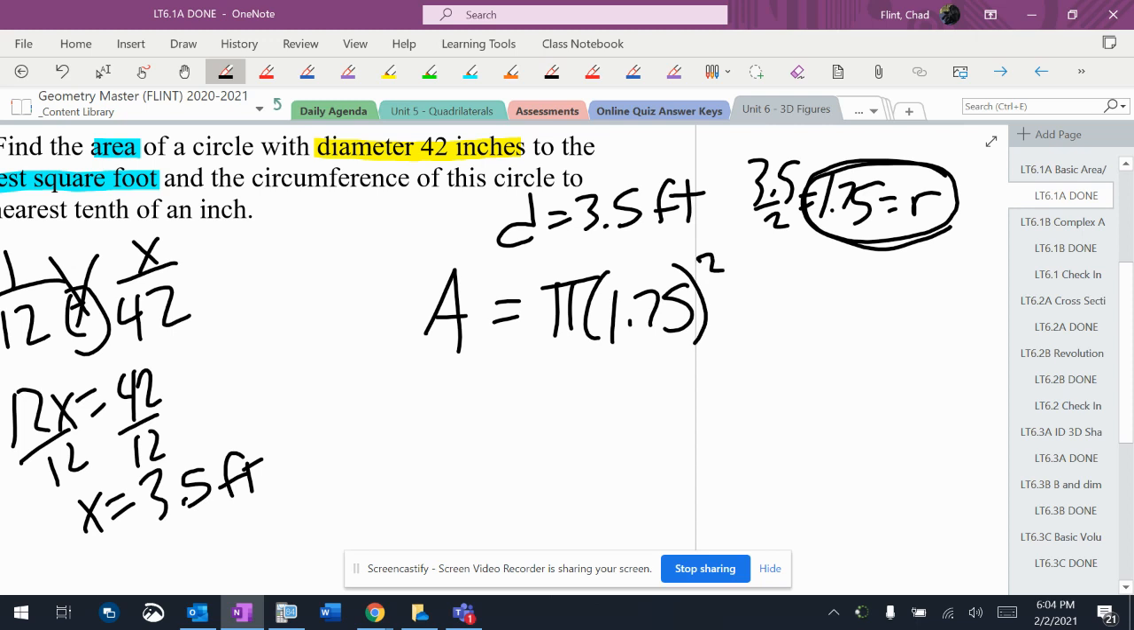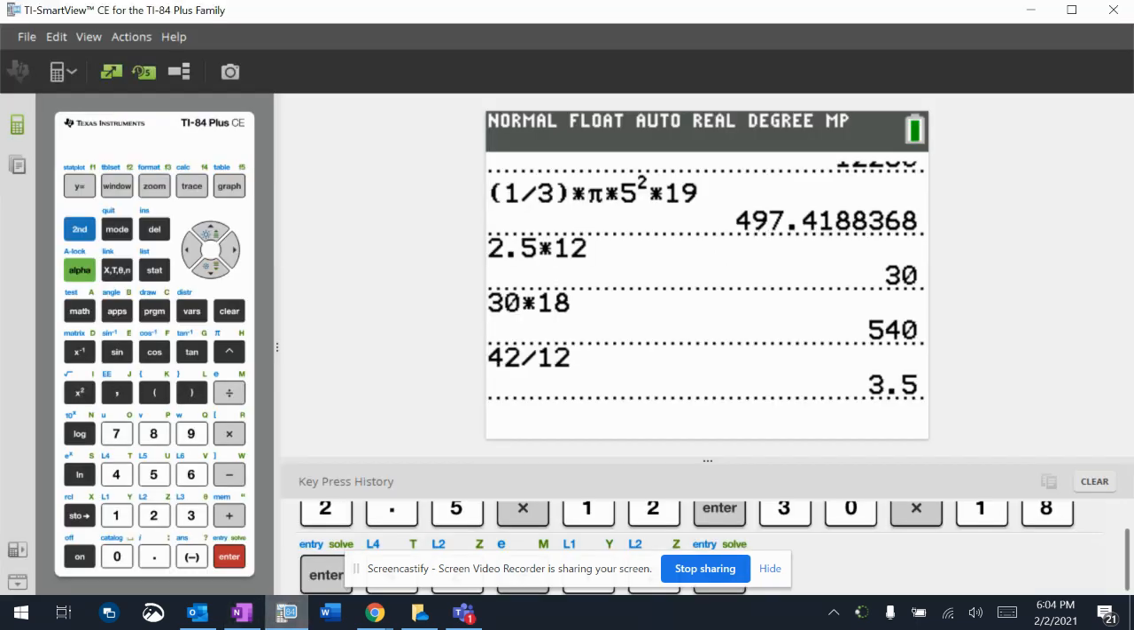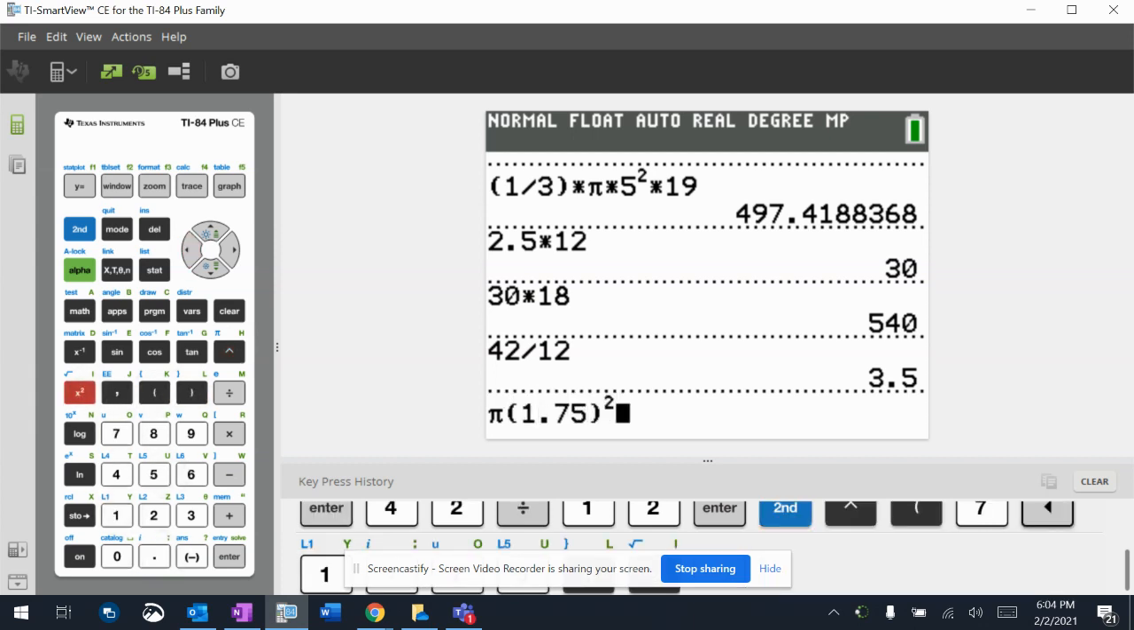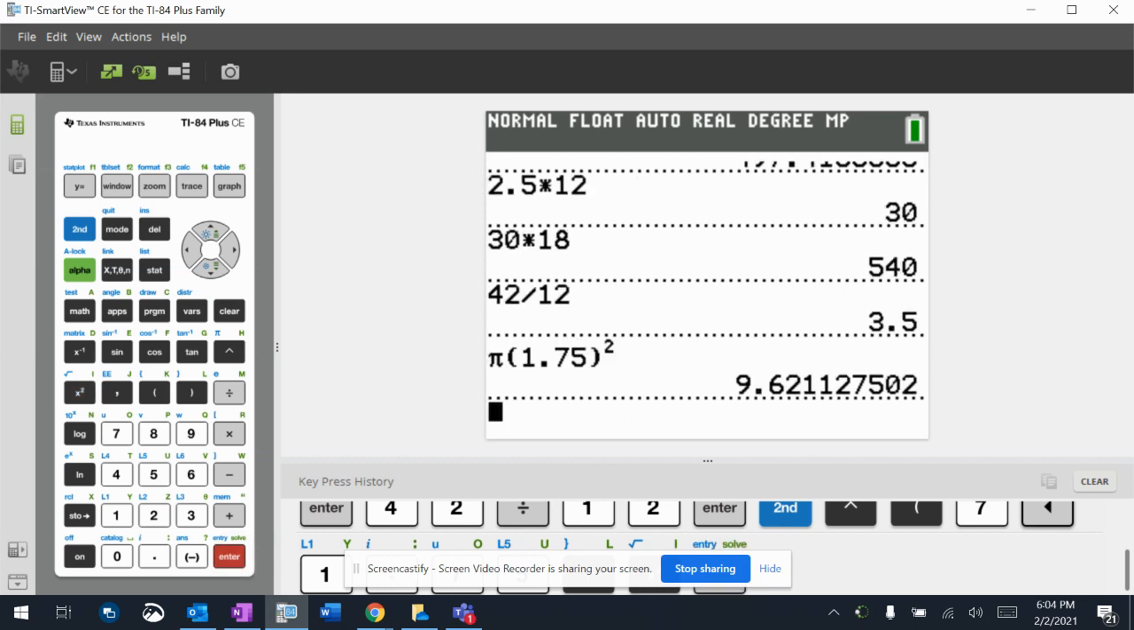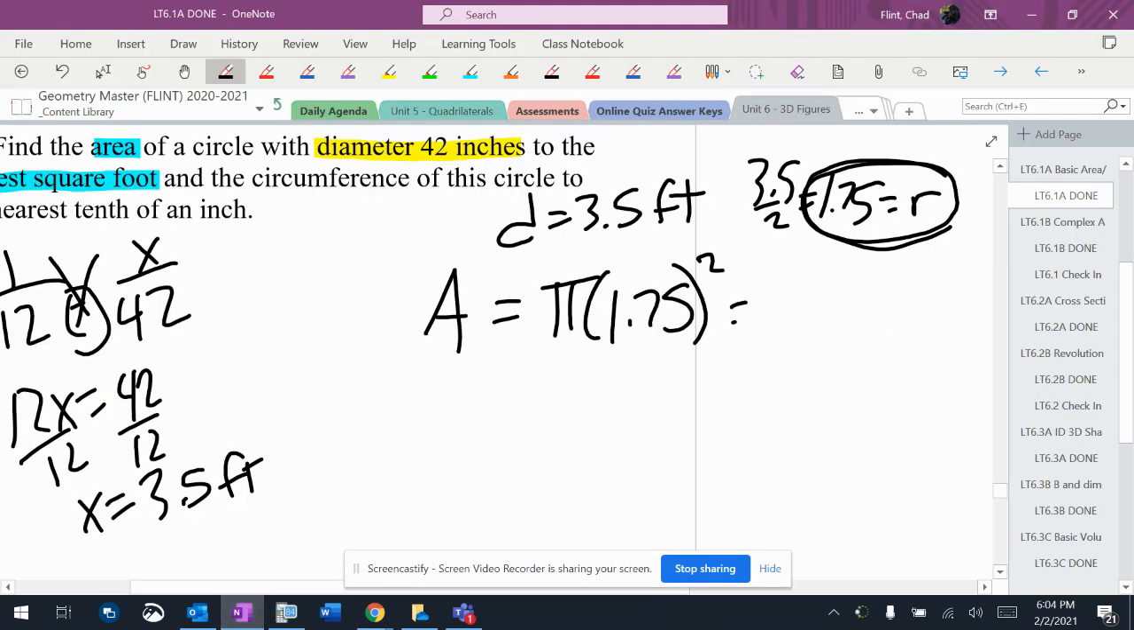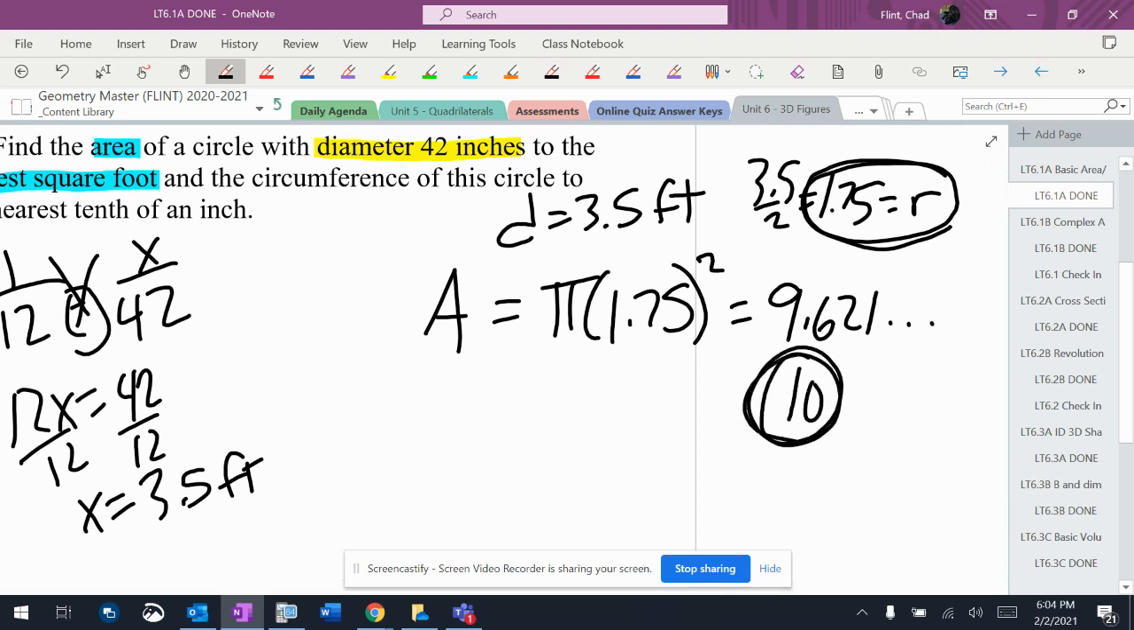So pi r squared. Now it doesn't say in terms of pi, so that means I put pi into the calculator. And I get 9.621. And it says nearest square foot. So the area is 10.